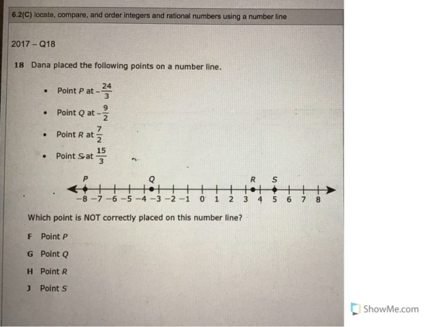We're on to question 18. So I believe this is 6.2c. Dana, place the following points on a number line. Okay. So you can see point P, point Q, point R, point S, which is not correctly placed on the number line. So me personally, let's go ahead and turn these improper fractions into mixed numbers. And then you can turn them into decimals if you want.